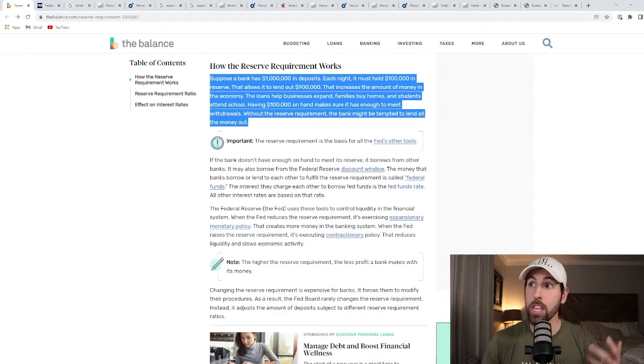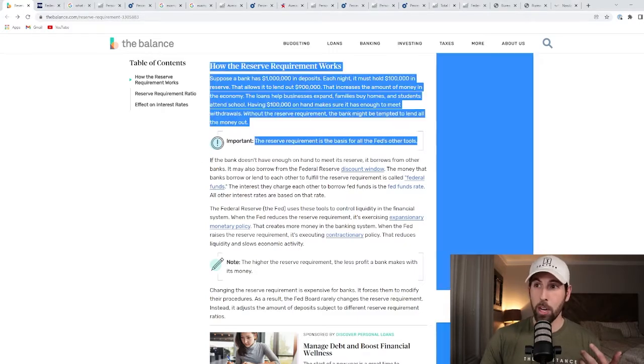That increases the amount of money in the economy. The loans help businesses expand, families buy homes, and students attend schools. Having $100,000 on hand makes sure that it is enough to meet the withdrawal needs. Without the reserve requirement, the bank might be tempted to lend all the money out. And then if people try to come and get their money out, they have no money to give them.